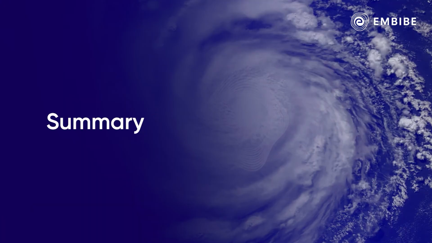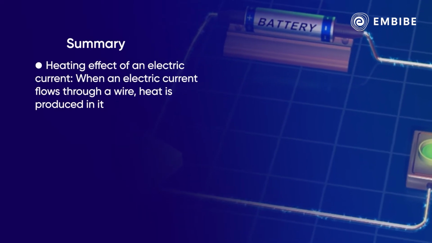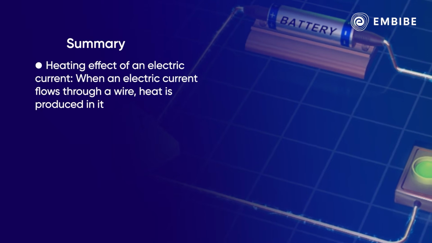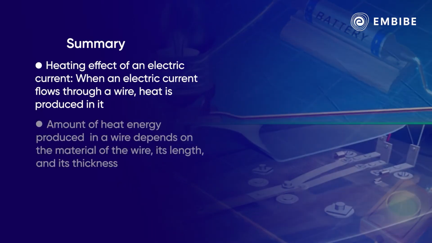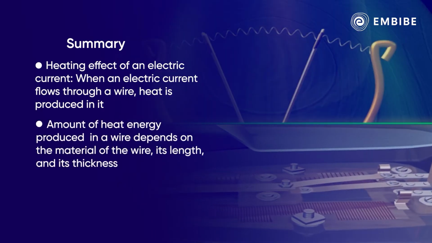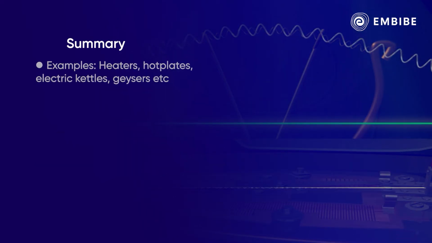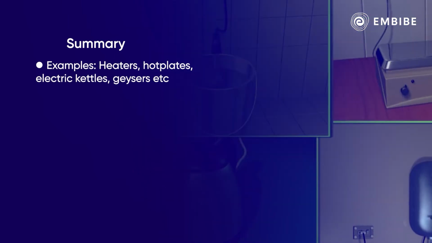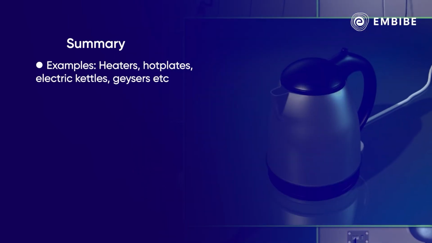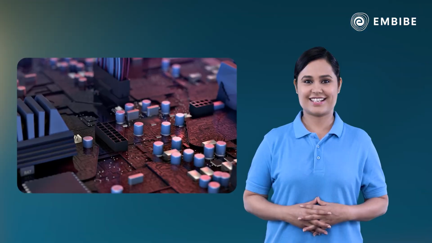To summarize, when an electric current flows through a wire, heat is produced in it. This principle is called the heating effect of an electric current. The amount of heat energy in a wire depends on the material of the wire, its length and its thickness. Many electrical appliances such as heaters, hot plates, electric kettles, geysers work on heating effects of electric current.